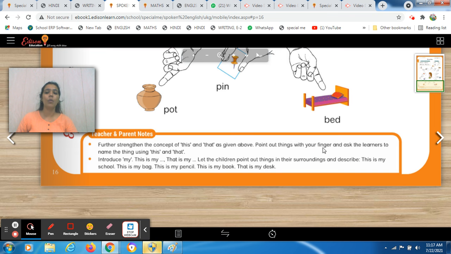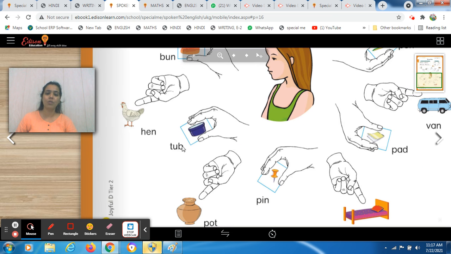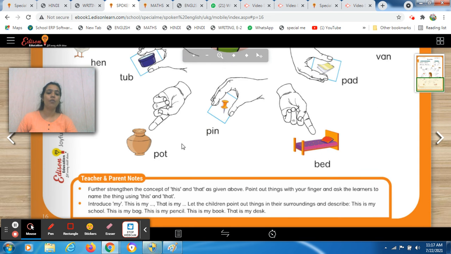Point out things with your finger and ask the learner to name the things using this and that. So I will point out these things. As you see, we are using our fingers and our hands to describe these few things. So you will use the words this and that for naming these things. Introduce my: this is my pen, this is my bed, right? You can use my and let the children point out things in their surroundings and describe.